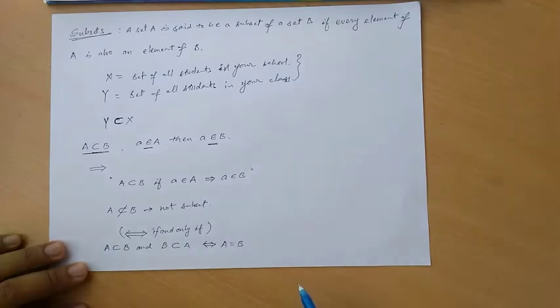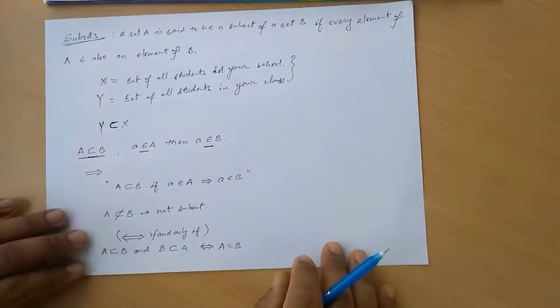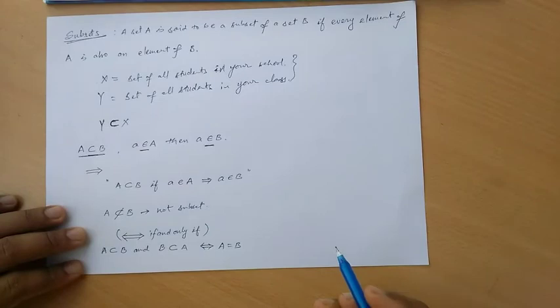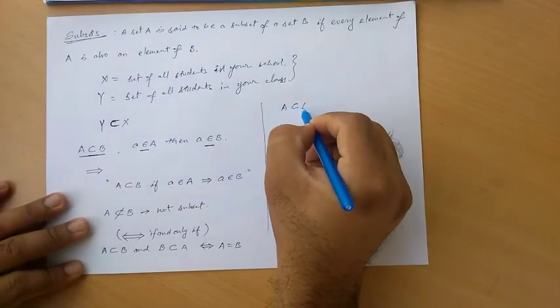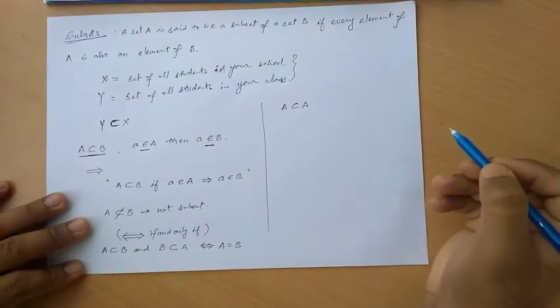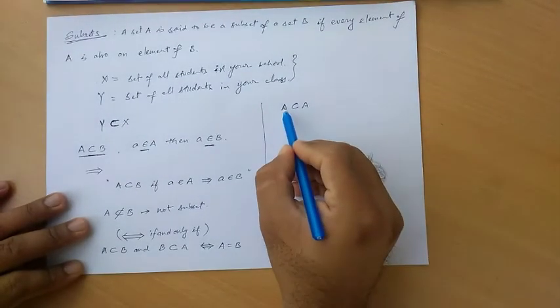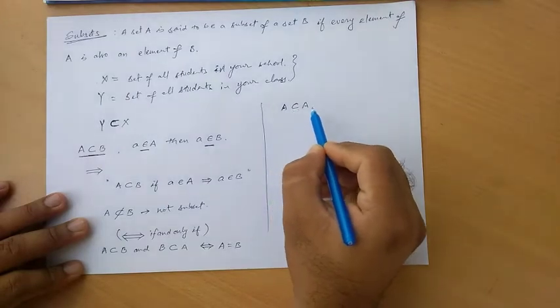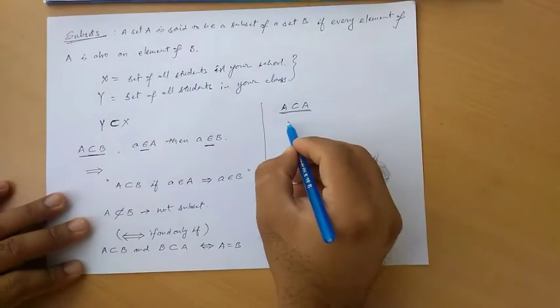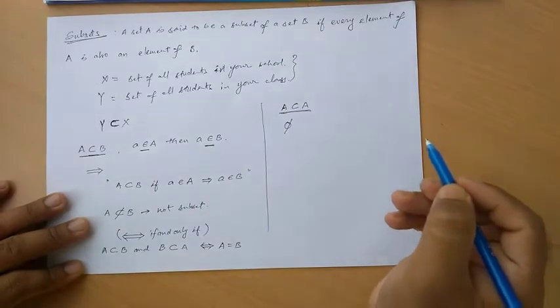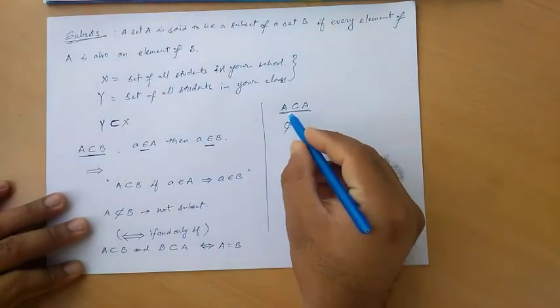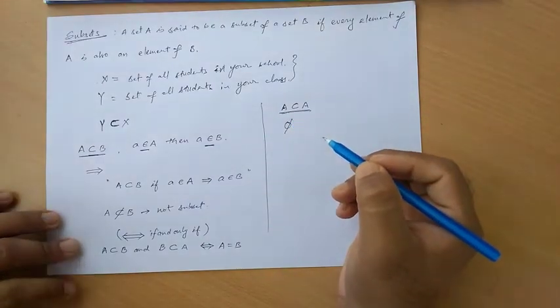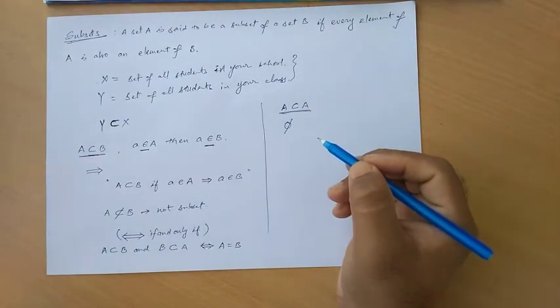Looking at all these things, we can conclude that A is a subset of A, or a set is a subset of itself. And one more thing: the null set, phi, is also a subset of the set A. So looking into it, we'll move further.